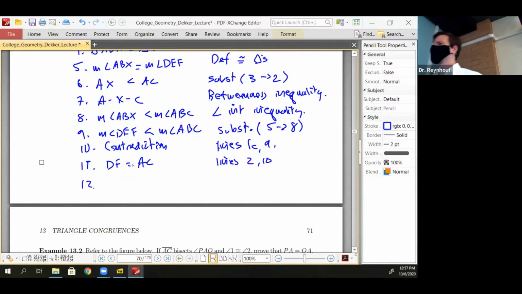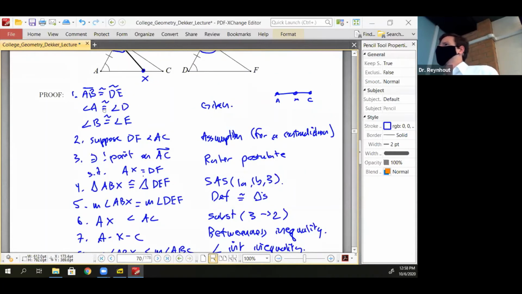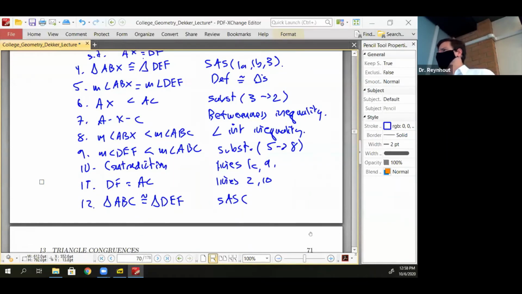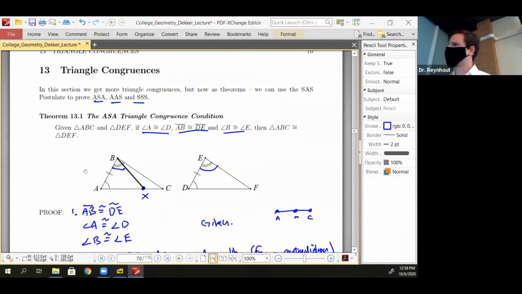And then the 12th line, with DF equal to AC, we actually have side angle side, so triangle ABC is congruent to triangle DEF. And that is by side angle side using 1A, 1B, and 11. Excellent. And that's what we wanted to show, that the two triangles are congruent to one another. So we have proved that when we have angle side angle, the two triangles are congruent to one another.